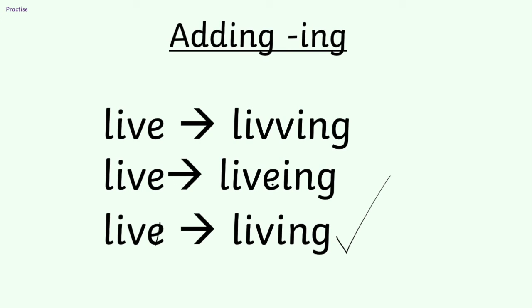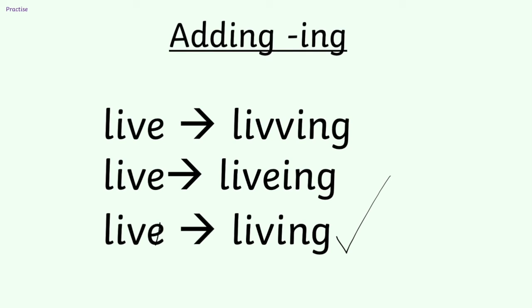Here we've kept the E and added ing, and so we've got this funny EI in the middle, so that one's not right. And over here we've maybe got it a little bit mixed up with another rule and we've doubled the V there, but we would only do that if it was a short vowel sound followed by a consonant, but this actually ends in an E, so we need to follow the E rule.